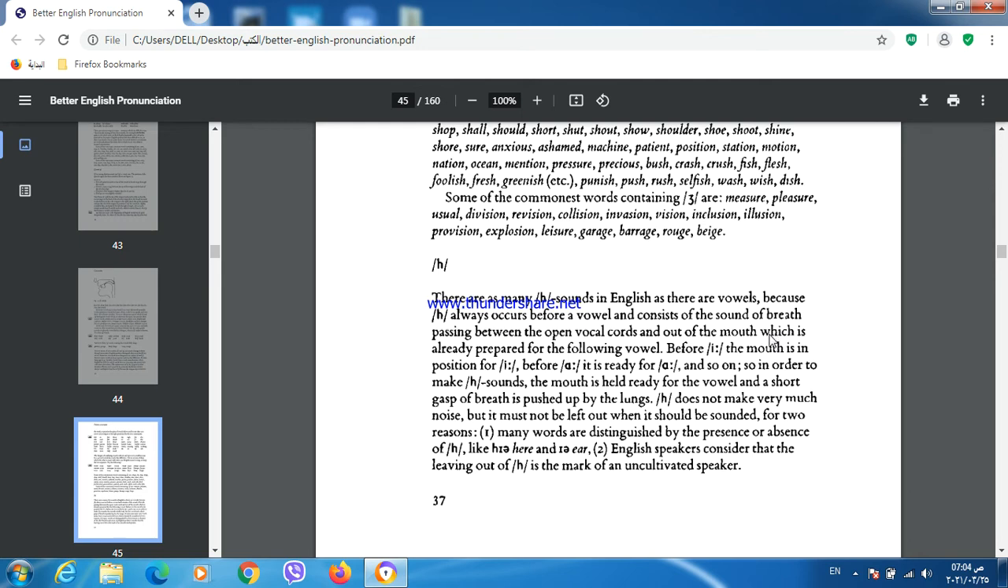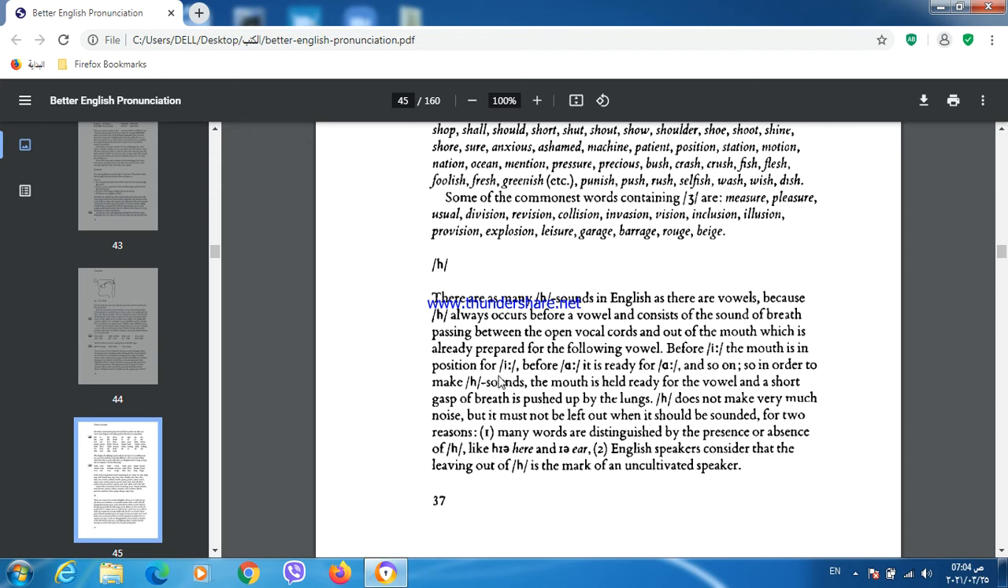For example, before E, the mouth is in the position for E. Before A, it is ready for A, and so on. يعني في حالة أنه ألفظ كلمة هي فالفم يكون مهيئ لصوت E. وفي حالة أريد ألفظ كلمة هات for example، الفم يكون مهيئ لإنتاج الصوت A، وهكذا.